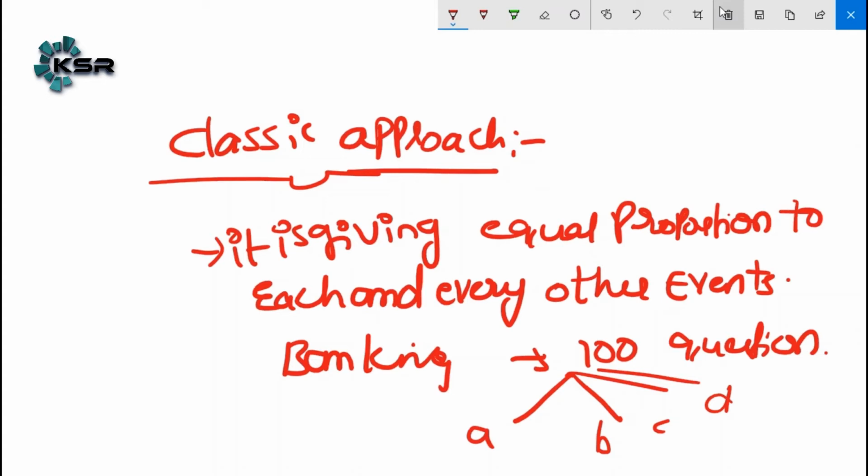What is the probability of getting the correct answer? Out of 4, how many correct answers will there be? One can be the correct answer. Out of 4, how many are wrong? Three will be wrong. What is the probability of getting the correct answer? 1 by 4. What is the probability of getting the wrong answer? 3 by 4. That is the simplification of the classic problem. Let me tell you an example again. Banking exam.